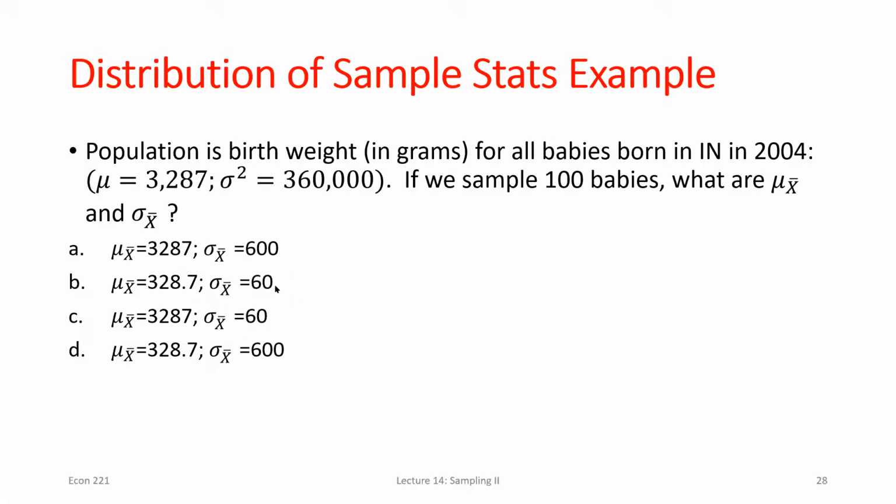So the only answers here that meet that criteria are the ones that have a standard deviation of 60. Now, regardless of my sample size, the mean of my sample means is always the original population mean of the data I sampled from. So I know that my answer is going to have to be C.